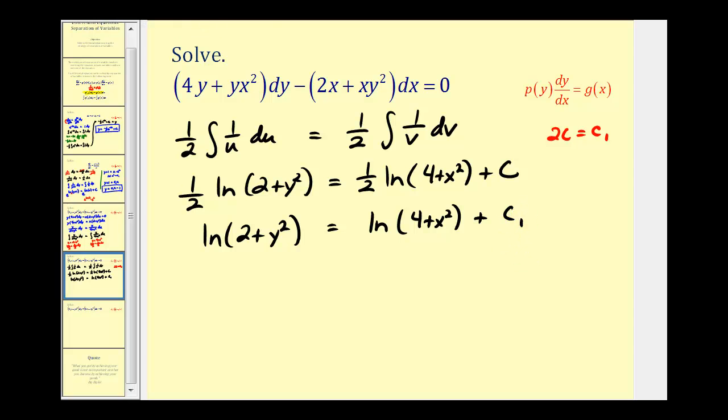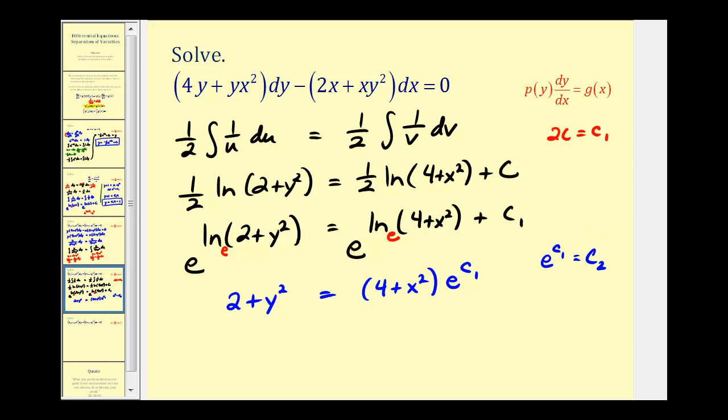And now again, we're not going to leave it in this form. If this equation is true, then e raised to the power on the left must equal e raised to the power on the right. And now we can use the properties of logarithms here. Again, since this base and this base are the same, as well as this base and this base, these are going to simplify nicely. So on the left side, we'll have 2 plus y squared equals, but now on the right side, because of this plus sign here, this is going to be equal to the quantity 4 plus x squared times e raised to the power of c sub 1. But again, this is another constant, so we'll let e to the c sub 1 equal c sub 2. So we'll have 2 plus y squared equals c sub 2 times the quantity 4 plus x squared.